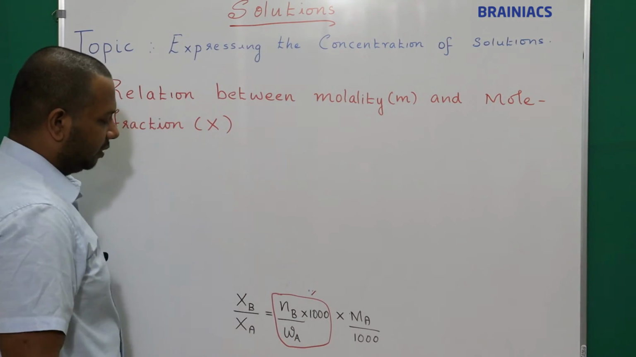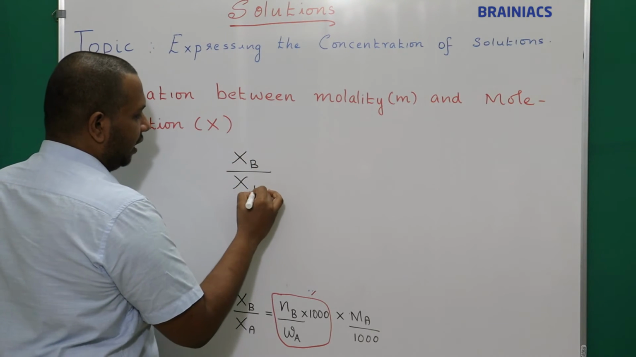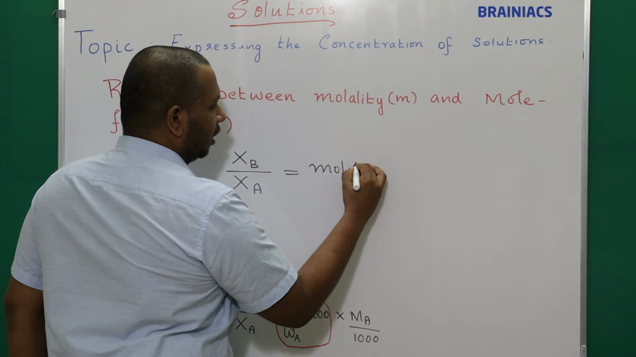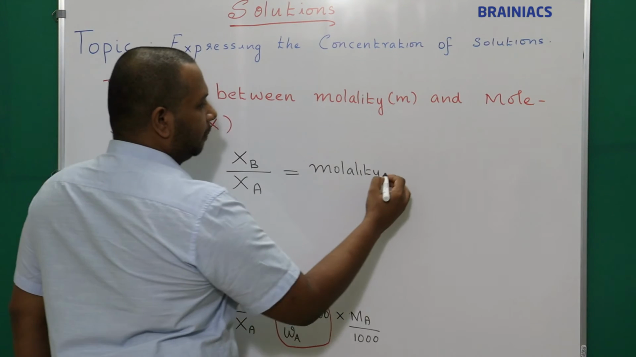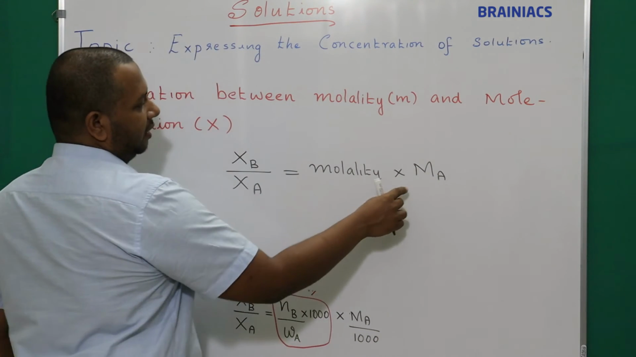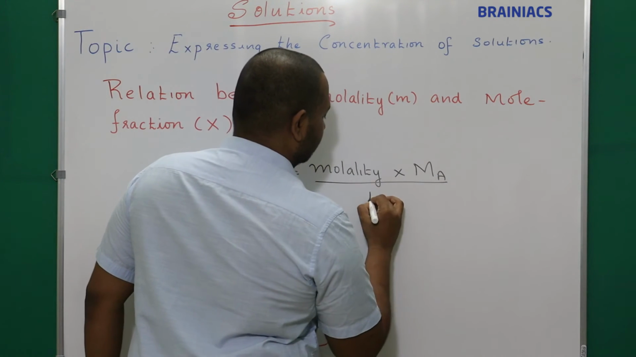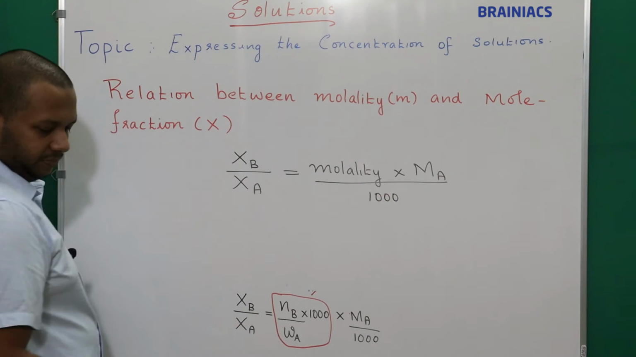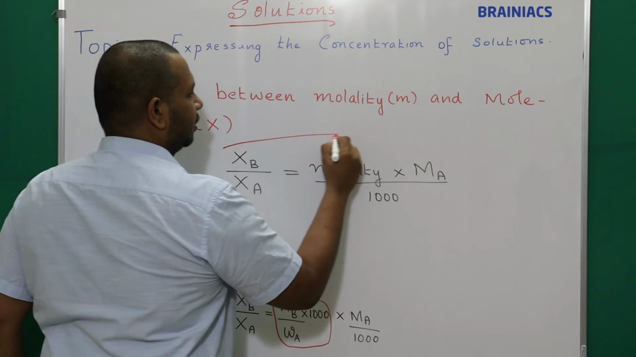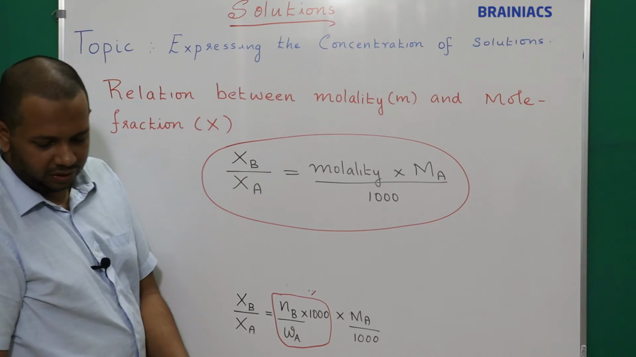I'm going to rewrite this equation as XB by XA is equal to molality multiplied by MA. MA means molar mass of the solvent, divided by 1000. So this is the fundamental formula, and you need to learn it. There are sub conditions we can apply here. So how are the sub conditions applied here?